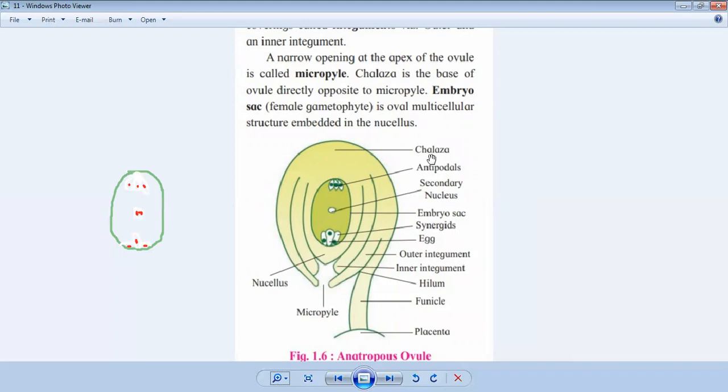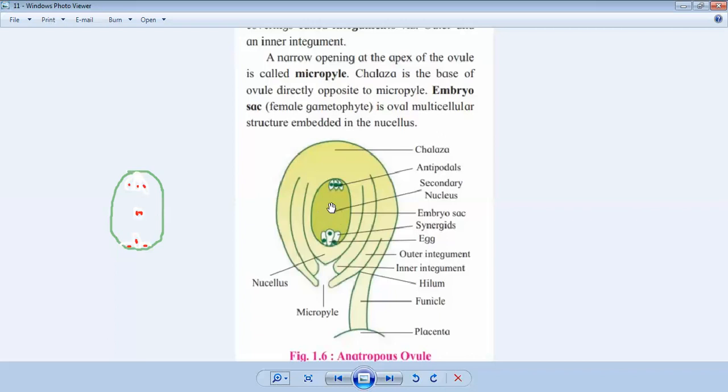In this anatropous ovule, two ends are there, the chalazal end and the micropyle end. Then it consists of the stalk. The stalk is attached to the body of the ovule at the point called the hilum. Inside the body of the ovule, there is parenchymatous tissue called the nucellus. The nucellus is covered by two layers called integuments, outer integument and inner integument. Inside the nucellus, there is the embryo sac, which is a part of the female gametophyte.